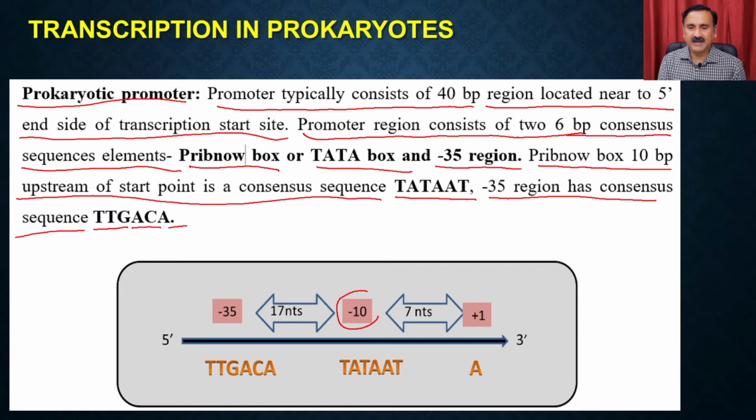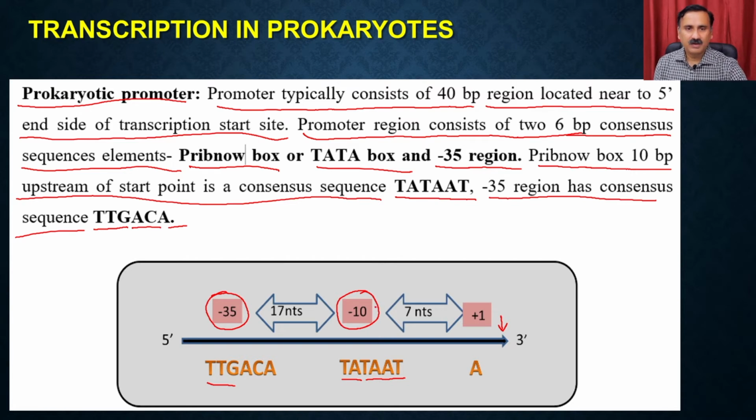You are going to have a -10 region, and then you are going to have the -35 region. In the -10 region, you are going to have the Pribnow box, which has a consensus sequence like TATAAT. So this is going to be the start point, and this is going to be the +1 site. Upstream of this, in the -10 region you have the Pribnow box, and in the -35 region you have this sequence. These are the optimal sequences present in the promoters of prokaryotic genes, and they are responsible for facilitating transcription.